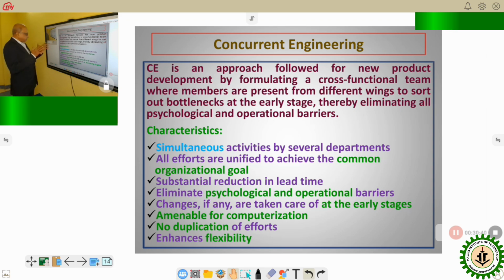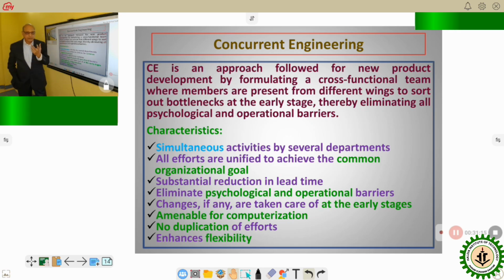Now, for CIM, there is another paradigm, a concept that is called concurrent engineering. Concurrent engineering is an approach followed for new product development, because CIM essentially was considered to advance manufacturing, considering the new product development. So by forming a cross-functional team where members are present from different wings to sort out bottlenecks at the early stage, thereby eliminating all psychological and operational barriers. What are the psychological and operational barriers?